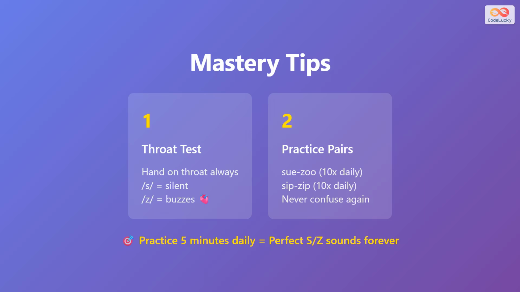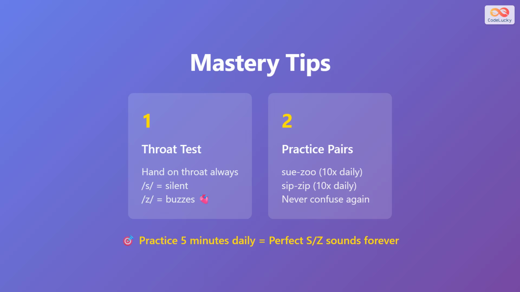Second, practice with minimal pairs every single day. Pick pairs like Sue and zoo or sip and zip and say them 10 times each day. This daily practice trains your mouth and your brain to automatically recognize and produce the correct sound in the correct context. With consistent practice, these sounds will become completely natural to you.